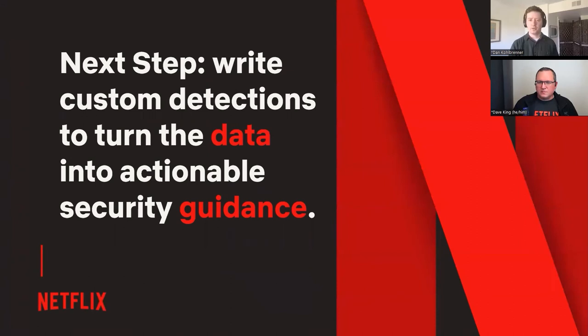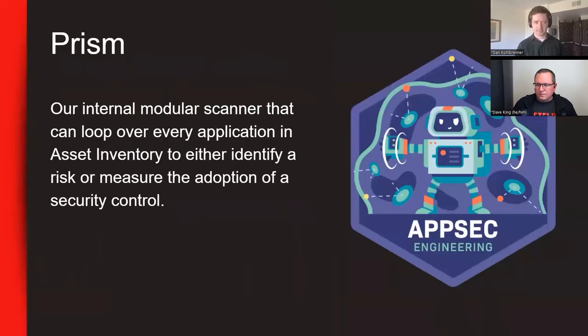So we pull in metadata from a variety of sources: cloud provider APIs, or the caches of them, Jira, deployment infrastructure such as Spinnaker, Jenkins, Bitbucket. We have this great database to store the graph of entities and to represent the current state of our ecosystem, plus an easy to use GraphQL API to query the collected information. So the next step is to write custom detections that turn that data into actionable security guidance.